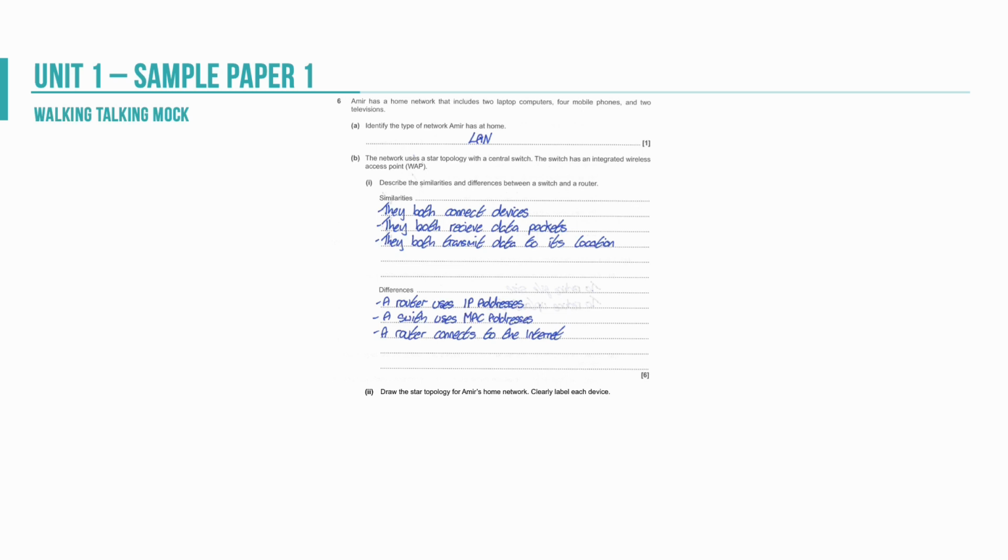We've then got a nice final question on this page, which is asking us to draw this network in a star topology. The important bit here is that you've got the switch and the wireless access point in the middle, and everything else branches off from that switch. That's the definition of a star network. Everything branches from that central node.